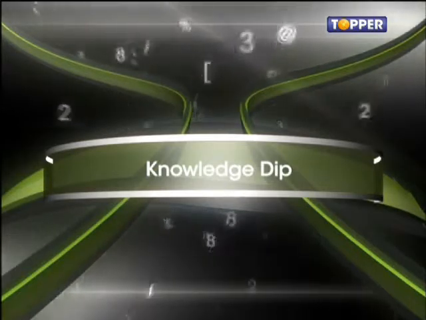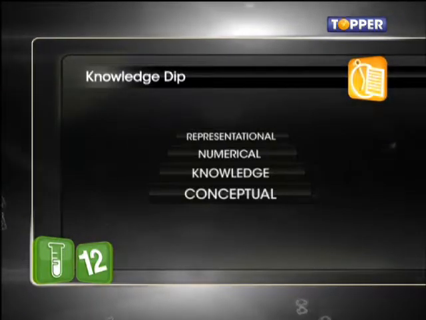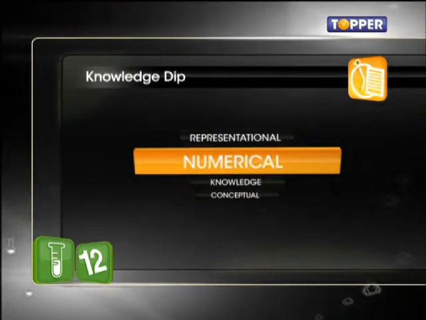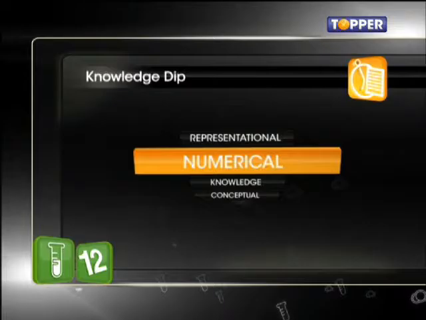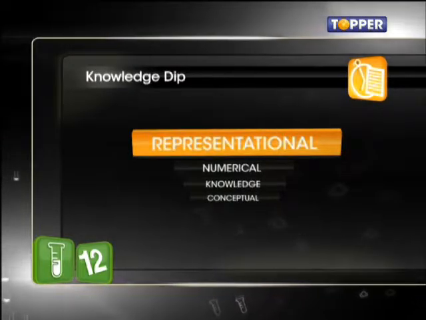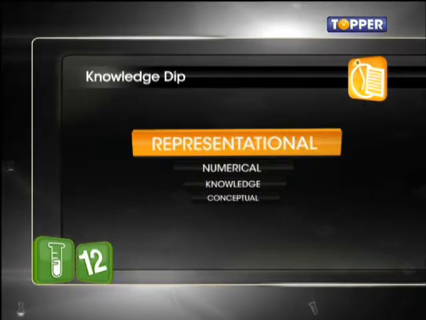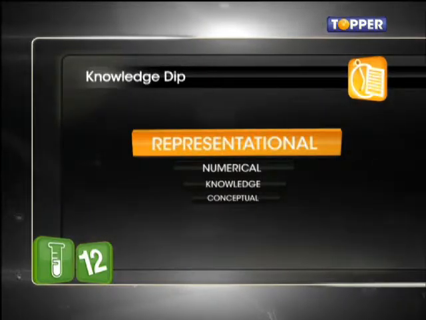Let us now have a look at Knowledge Dip, where we tell you what the examiner is testing you for. A close analysis would reveal that mostly knowledge-based numerical problems are asked from these chapters. However, sometimes representative questions based on the graphical representation of Raoult's law are also asked from the chapter Solutions. I hope you're all geared up and ready to tackle the questions that I have in store for you.